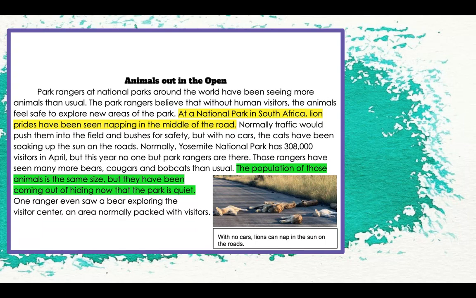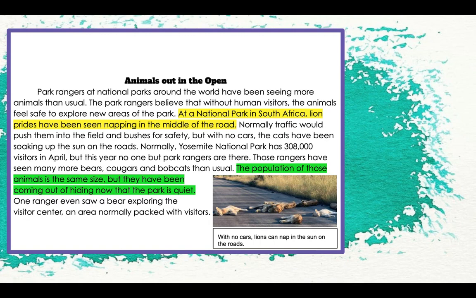Park rangers at national parks around the world have been seeing more animals than usual. The park rangers believe that without human visitors, the animals feel safe to explore new areas of the park. At a national park in South Africa, lion prides have been seen napping in the middle of the road.